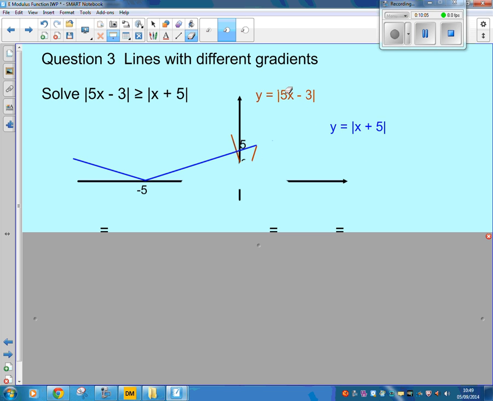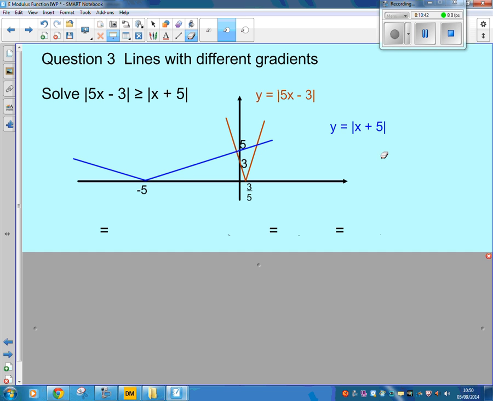Now this one, when x is 0, y is the modulus of minus 3. It's not equal to minus 3, it's the modulus of minus 3, so y will be 3. So it's going to meet the y-axis at 3, and it's going to be steeper. Let's think where it's going to meet here. It's going to meet where y is 0. Where y is 0, 5x minus 3 has got to be 0, so x is going to equal 3/5. So there's our sketch, meeting at 3/5 there, meeting at minus 5 there. Notice 2 points where the lines are cutting. So we want 2 solutions.